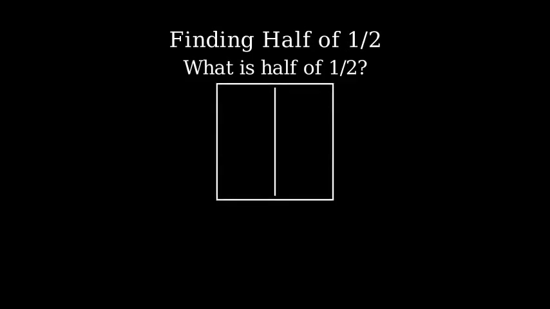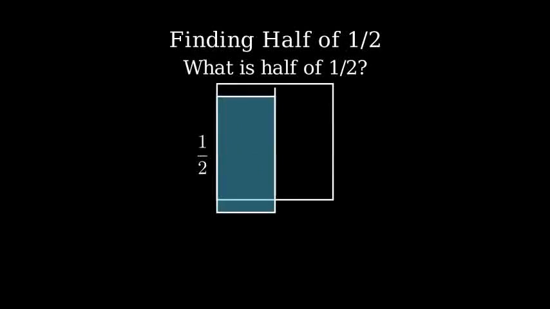Let's start with a square that represents one whole. If we split the square in half vertically, we can see that 1/2 is this colored portion. To find half of 1/2, we need to multiply 1/2 by 1/2. This can be written as 1/2 times 1/2.